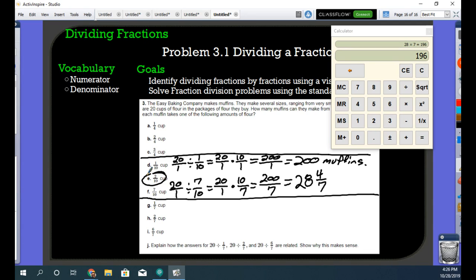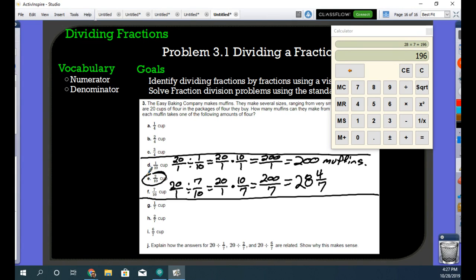Finally, we're going to do the same thing with 7ths. I think you kind of see the flow here. It's going to be the same process over and over again for each of these different cups. The final question, explain how the answers for 20 divided by 1/7, 20 divided by 2/7, and 20 divided by 6/7 are related. Well, if you notice, it's kind of a similar pattern as the previous.